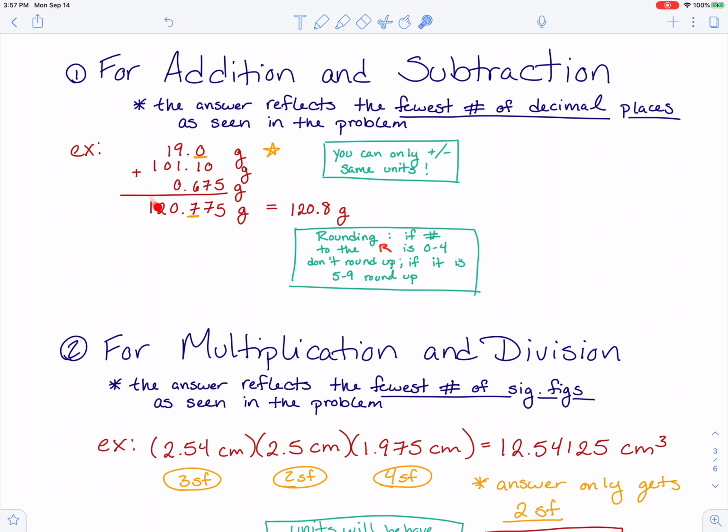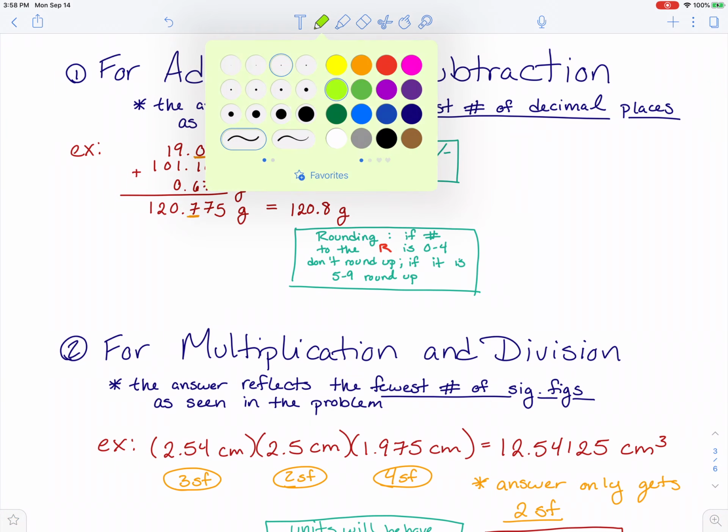So if you add them all together, your answer is only allowed to be as precise as your least precise measurement, which was that first one. That means that you have to round to the tenths place, to only one place after the decimal. When you round, you use regular rounding rules. If your number to the right is 0 to 4, you do not round up. If it is 5 to 9, you do round up.